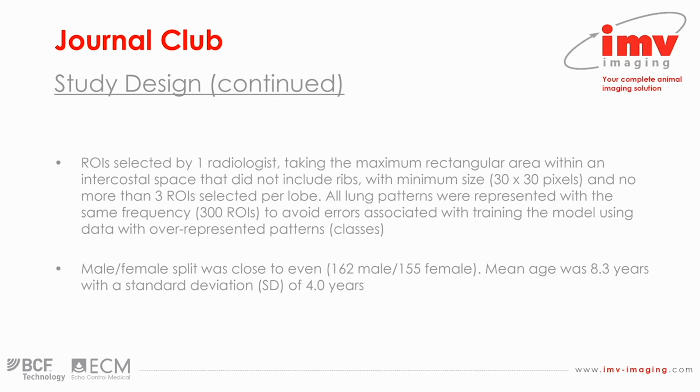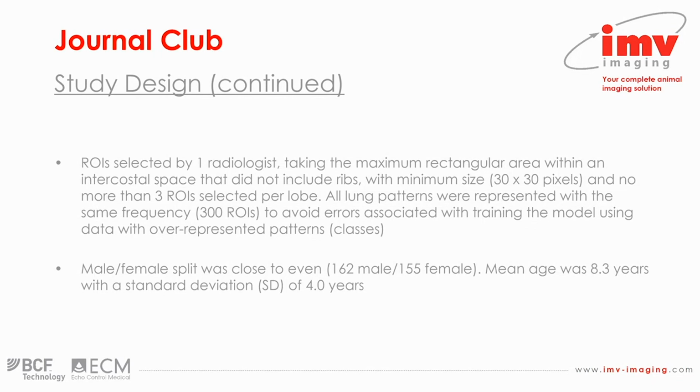Male-female split between the study population was pretty much even, so 162 males for 155 females. It's not made clear how that split within species groups, so dogs and cats. So again, potential for bias there. If, for example, there were lots more male cats than female cats, but lots more female dogs than male dogs, that's not made clear. However, if we ignore that species difference, there is a pretty even representation of gender.